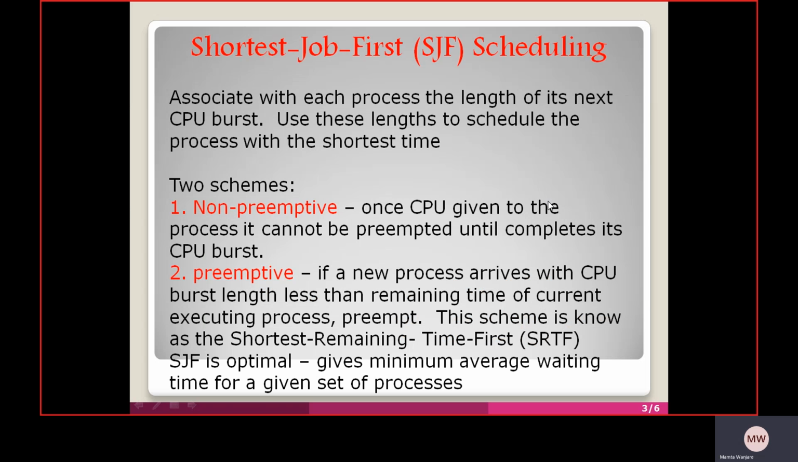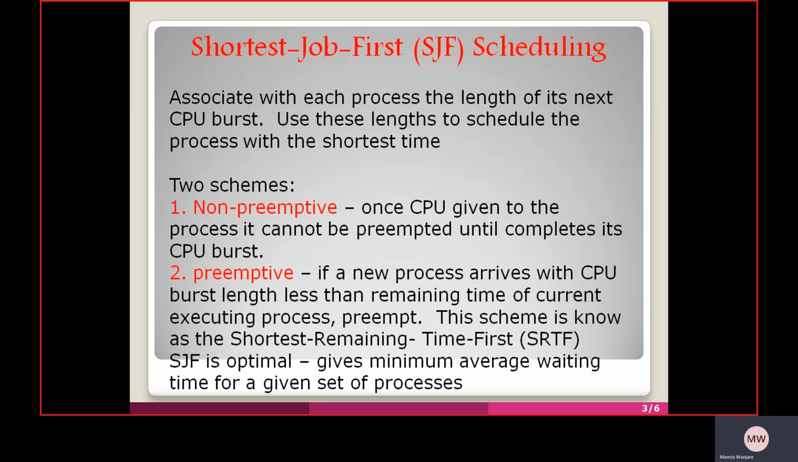Shortest job first, or the SJF scheduling, associates with each process the length of its next CPU burst, and uses these lengths to schedule the process with the shortest time. Two schemes are there, non-preemptive and preemptive. In non-preemptive, once the CPU is given to the process, it cannot be preempted until it completes its CPU burst. In preemptive, if a new process arrives with CPU burst length less than the remaining time of the currently executing process, it preempts. This scheme is known as shortest remaining time first, that is SRTF.